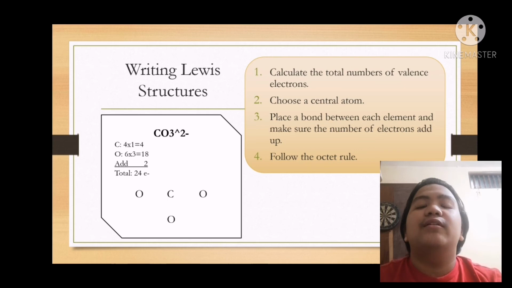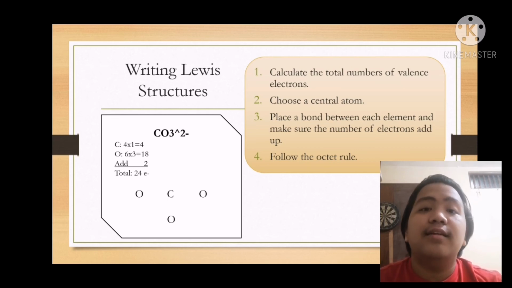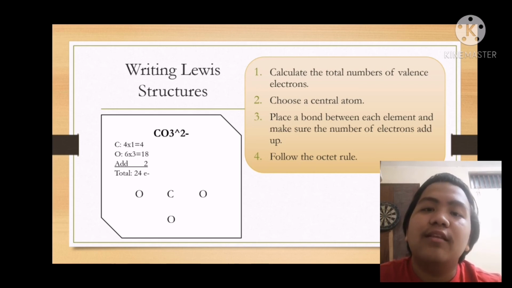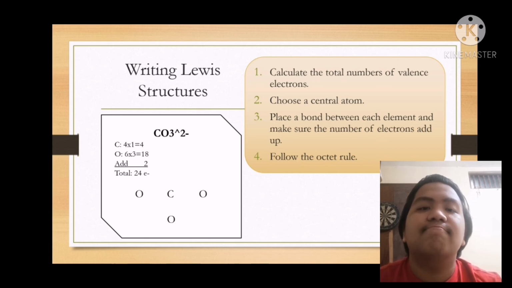For the last example, let's try CO3 with a 2 negative charge. Carbon has 4 valence electrons. Oxygen has 6. And we multiply it by 3. And we add up. But we have a 2 negative charge. That's why we add 2 to the total number, which is a total of 24 valence electrons. Carbon has the least number of atoms, which is why our central atom is carbon.